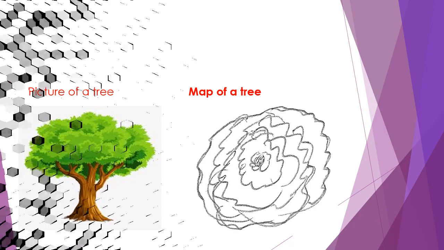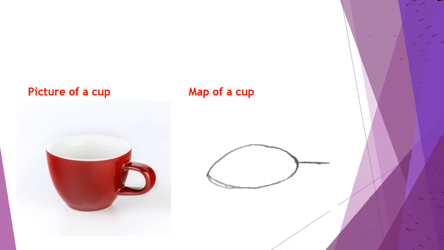Then we have a cup. Does this look like one of the cups at home? Guess what? When you go on top of the cup, you will see only this big opening and a small dash for a handle. So this is the map of a cup. If you are told to draw a map of a cup, please draw this and go away. Only that. If you are told to draw a picture, draw this and go away.